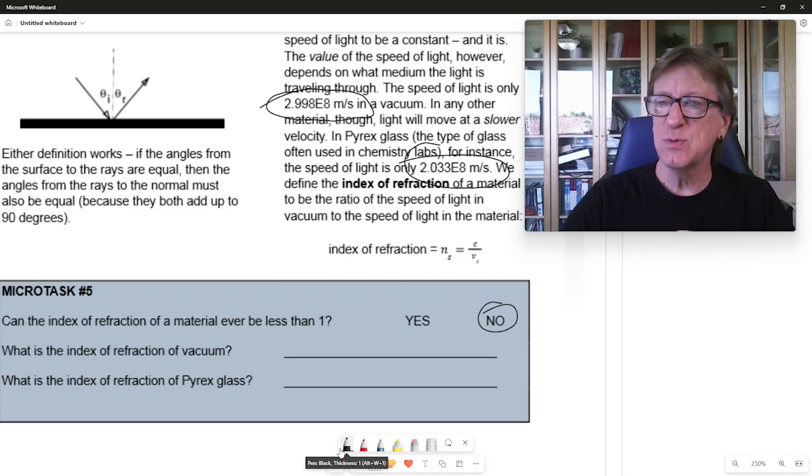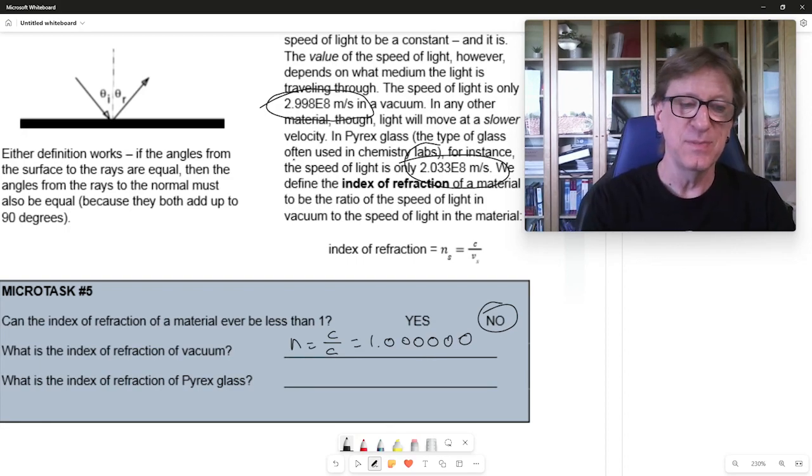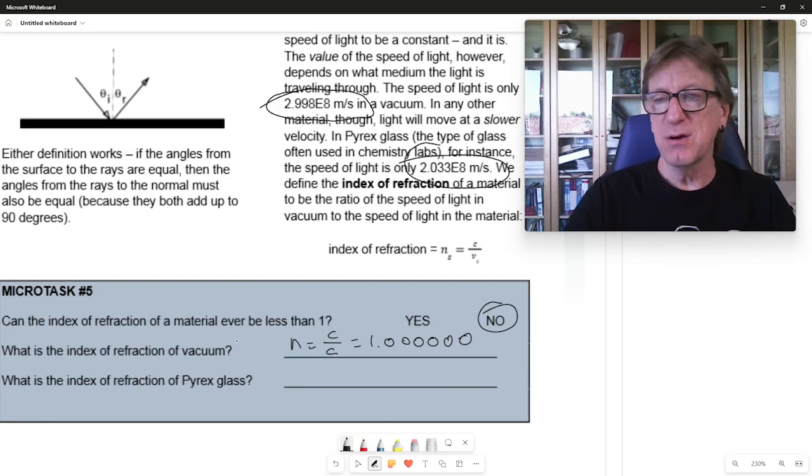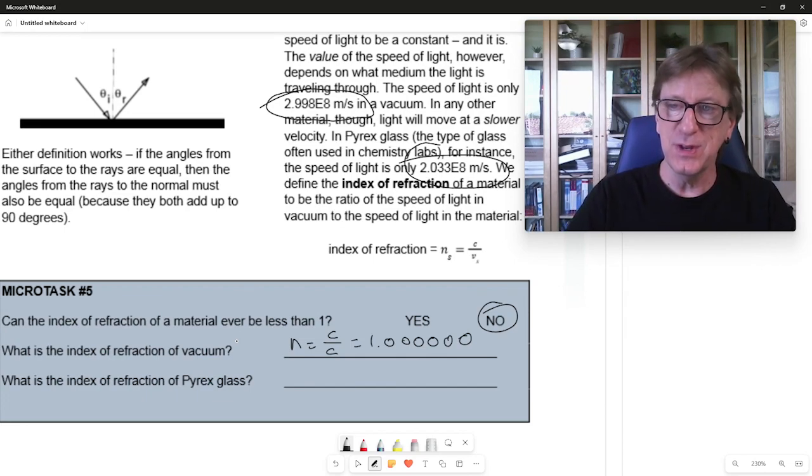So what is the index of refraction of light in a vacuum? What's the speed of light in the medium, in this case, a vacuum? Well, in that case, n is going to be c divided by c, which is exactly 1.00000, as many zeros as you want to have in there. So the index of refraction of the vacuum is 1. That's our comparison. Now, pause the video, pull out your calculator, and see if you can very quickly figure out the index of refraction of Pyrex glass. Pause the video, do that now.